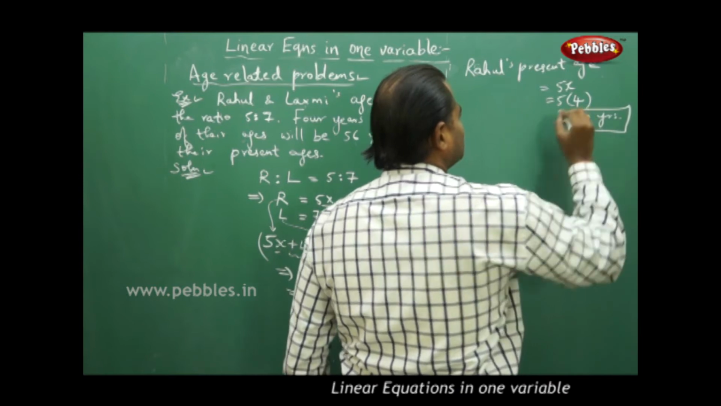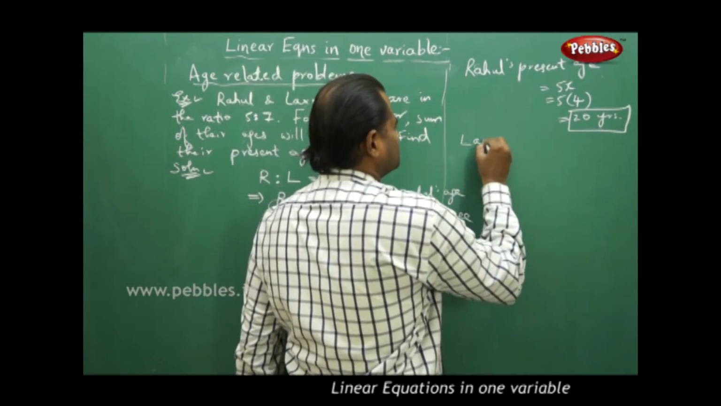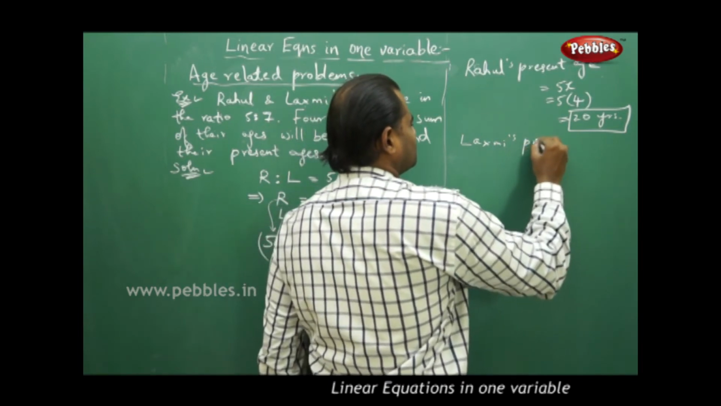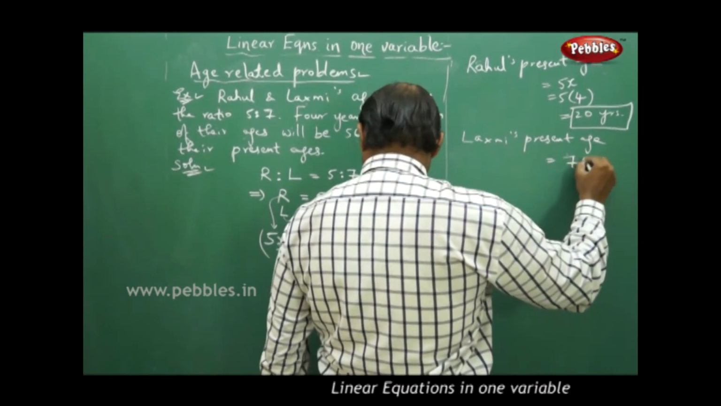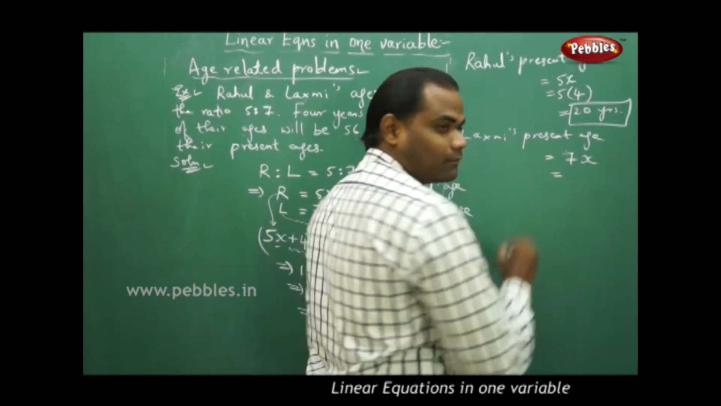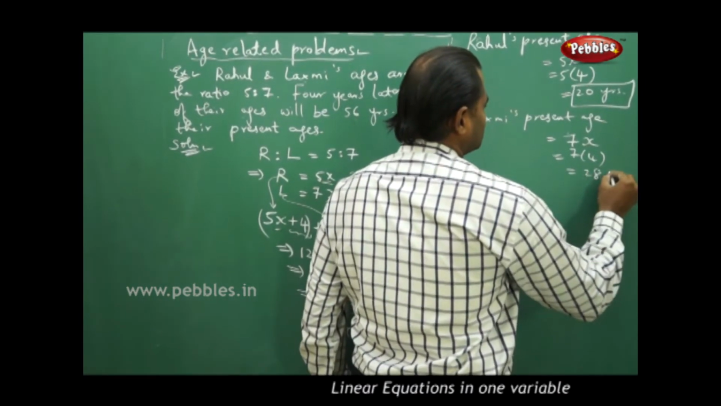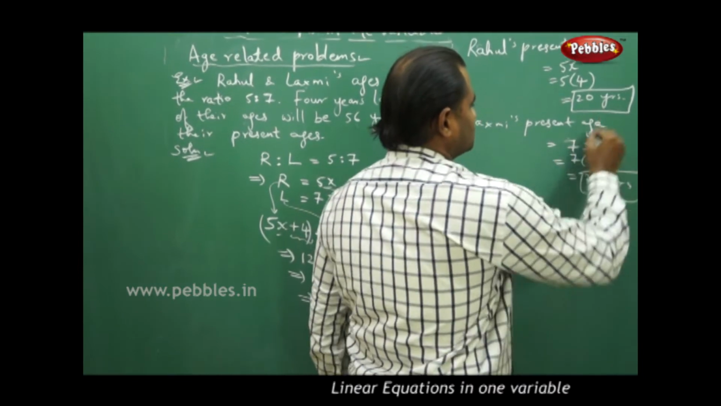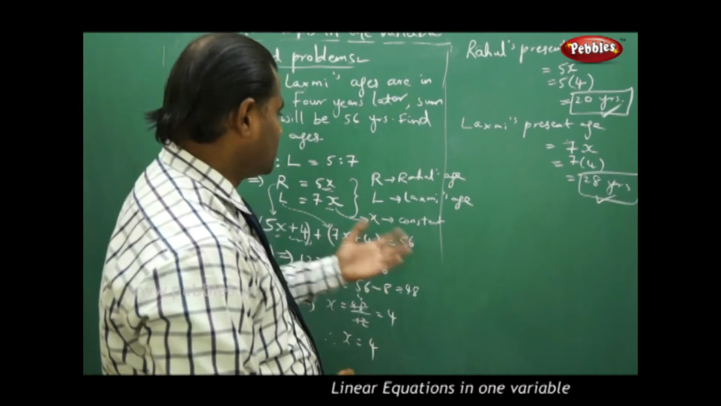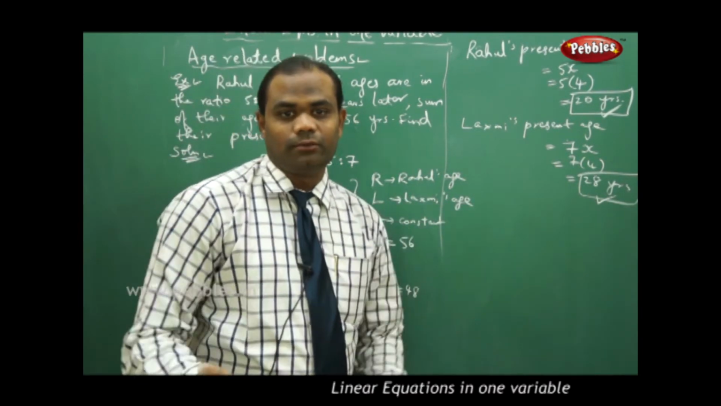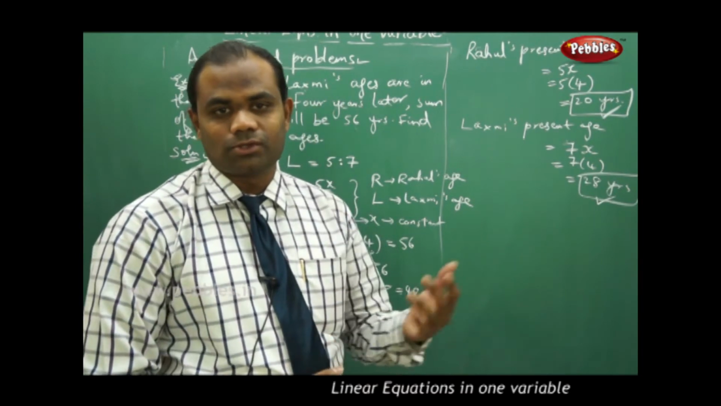So Rahul's age would be 20 years, which is his present age, and Lakshmi's present age would be 7x, which is nothing but 7 times 4, and that is 28 years. So this is Rahul's present age, and this is Lakshmi's present age, which we have found out using linear equations. So this is one of the applications in real life where linear equations are used in age related problems.